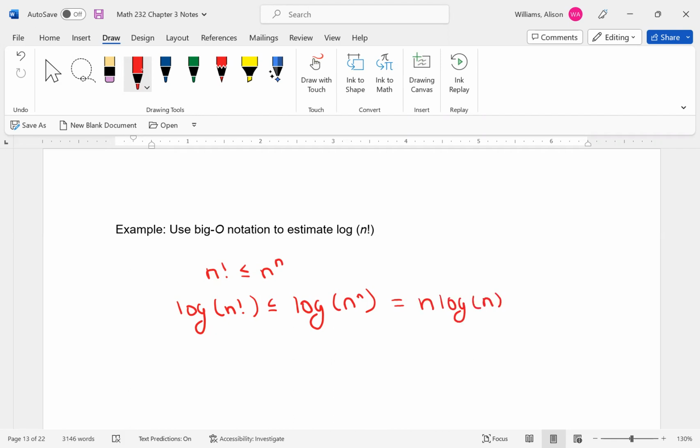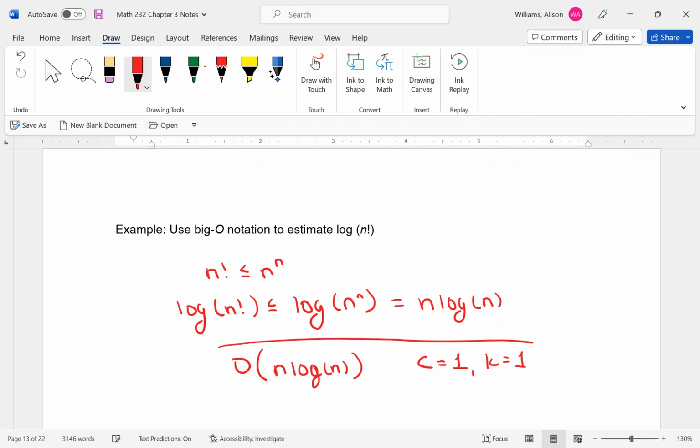So this is our g of x here. So that's our big O, n log of n. C is still 1. And k needs to be 1 as well, because as long as we're looking at non-fractions, we're good to go, not numbers smaller than 1. So that came out very easily from what we just did right above it.